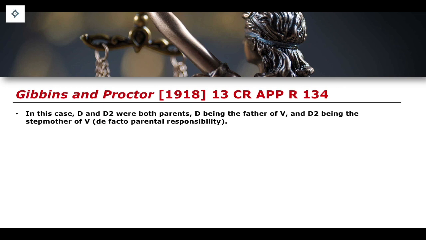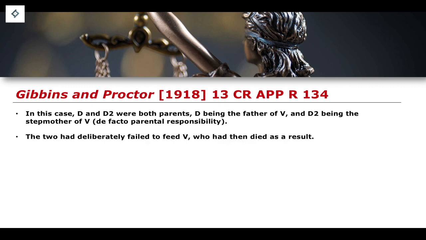Ultimately, we have two defendants. So we have a defendant and a party to the crime, D1 and D2. These were both parents. The defendant was the father of the victim, and the second defendant was the stepmother of the victim. D1 was the actual father, but D2 also had de facto parental responsibility, while not necessarily being biologically related to the victim. They still had parental responsibility.